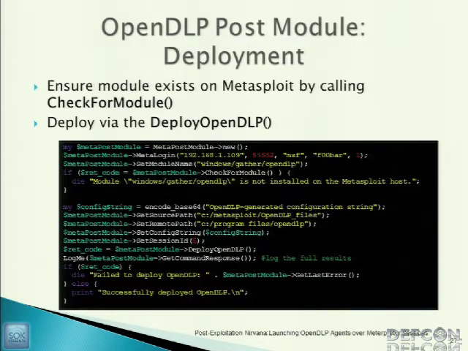And this is probably going to be really hard to read, but it works just like the previous module. You log in and authenticate, but now you set the module name, and in this case it's Windows Gather OpenDLP, and check to make sure it exists. Then we set the source and remote path, the configuration string, and the session ID, and just call deploy OpenDLP. It handles creating the directories, installing the service, and everything. And it returns 0 if it was successful.